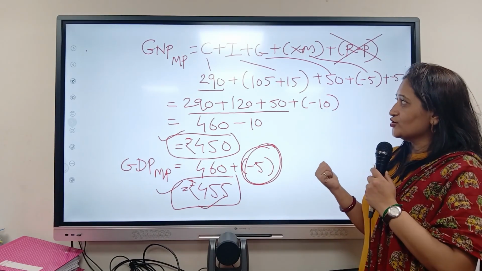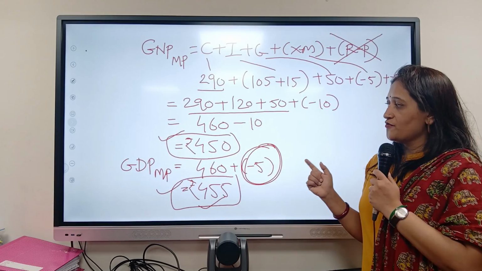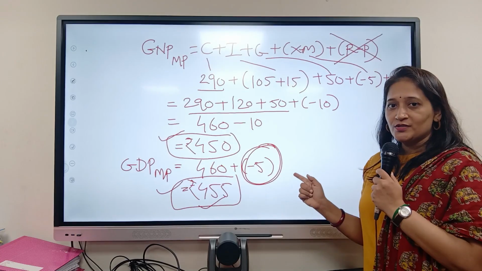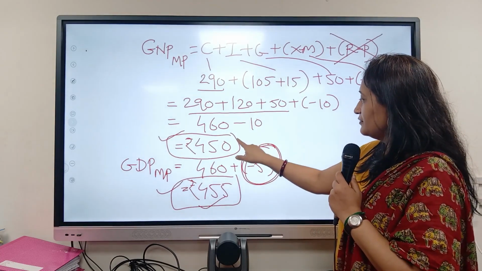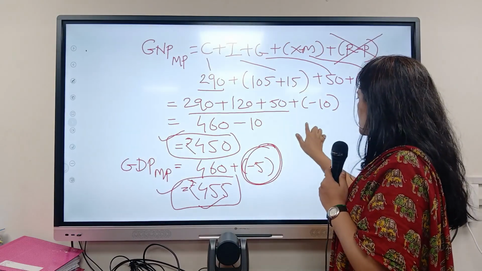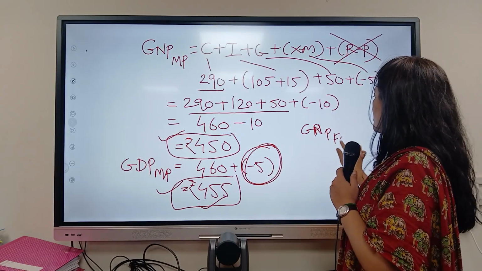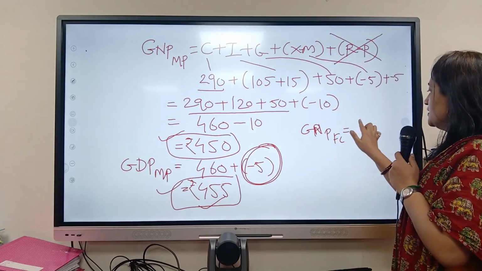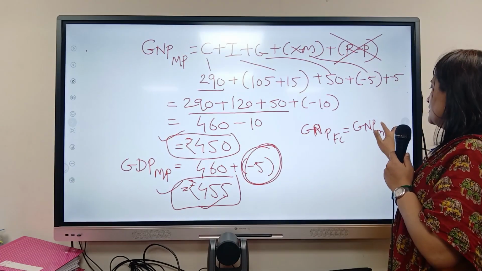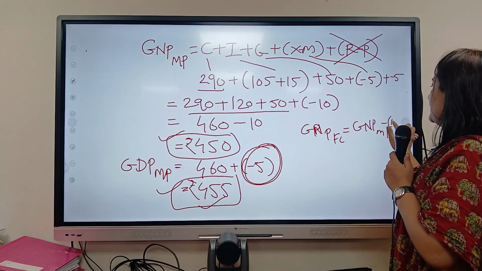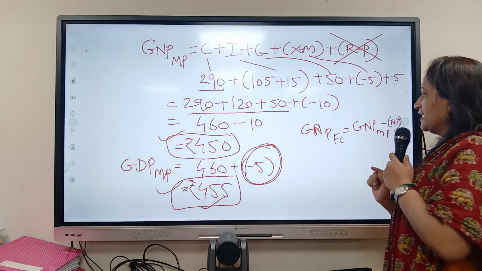Now we have done the calculation of GNP at market price and GDP at market price. We can also do the calculation of GNP at factor cost and GDP at factor cost. So just remember the values of GNP, because GNP at factor cost formula is GNP at market price minus net indirect taxes. That makes up the formula for the GNP at factor cost.